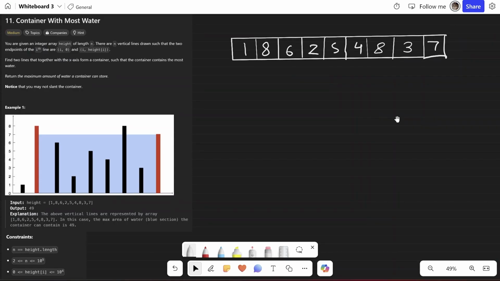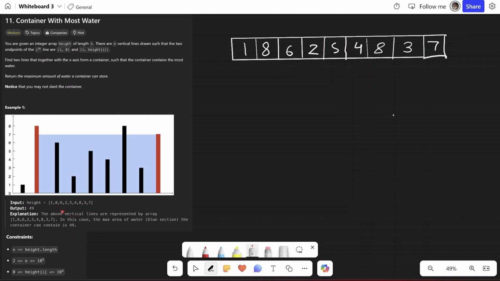Today we'll be discussing another problem from the Blind 75 list of problems, and this problem is named container with most water. In this problem we are given multiple lines of varying heights in an array, and we are supposed to find the max area bounded by two lines in this array.